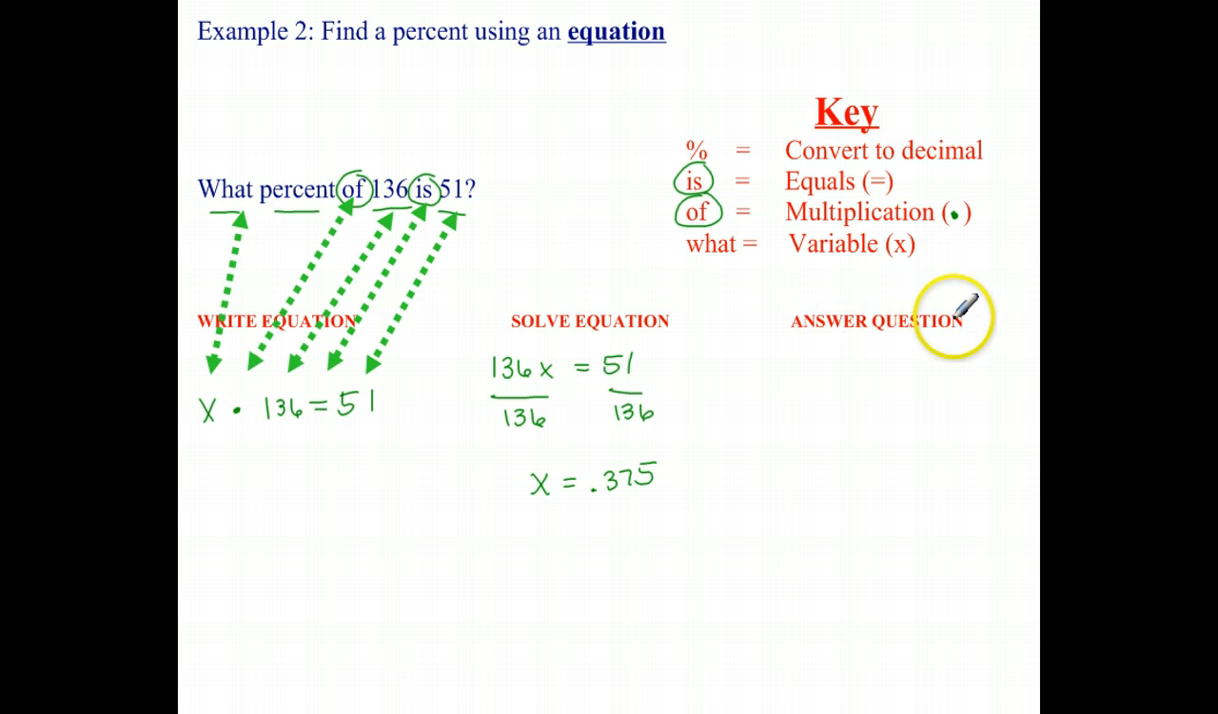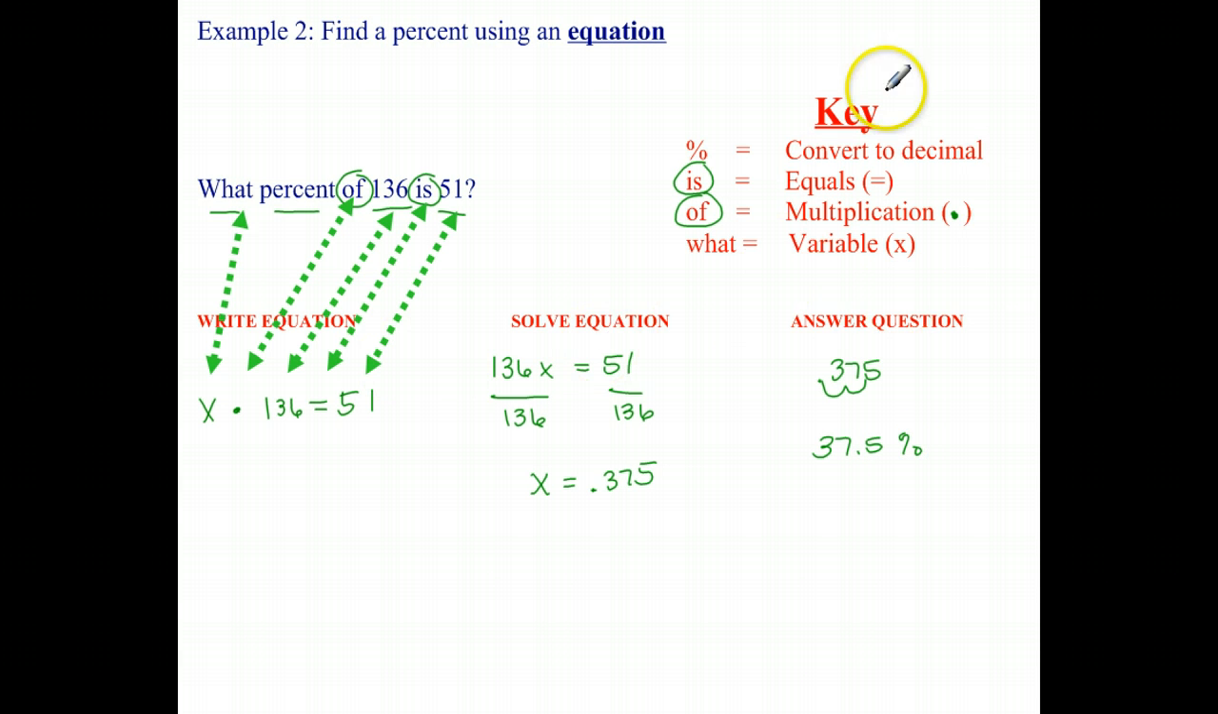I want to take a minute and answer the question that was asked of me. It says, what percent? Remember, what we did not do in the beginning of the problem was convert our percentage to a decimal. We ended up with an answer in decimal form, which needs to be converted back to a percent. So I'm going to take 0.375, and since this is 375 thousandths, okay, and I want it as hundredths, I'm going to move my decimal point over 2 times. It's going to be 37.5%.